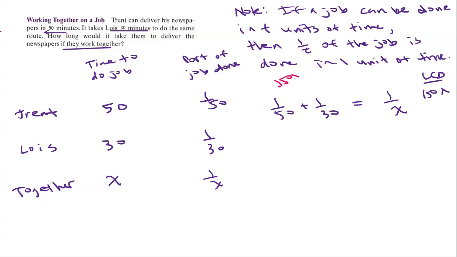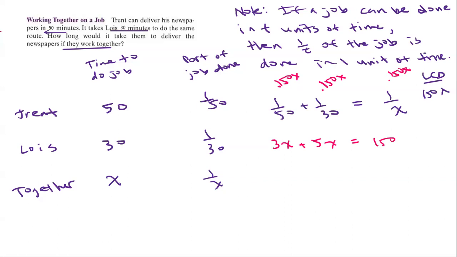So I'll multiply this by 150x, 150x, and then 150x. Okay. So 150 divided by 50 is going to give us 3, and then we have the x still. 150 divided by 30 is going to give us 5, and we have the x left over still. And then we have 150, right? Because there's no 150 down here, and then the x's are going to cancel.